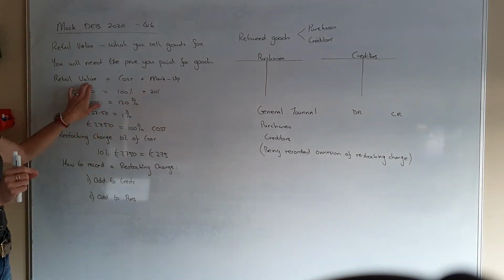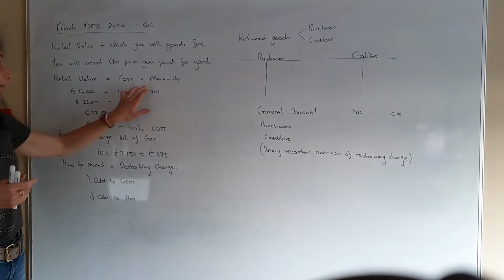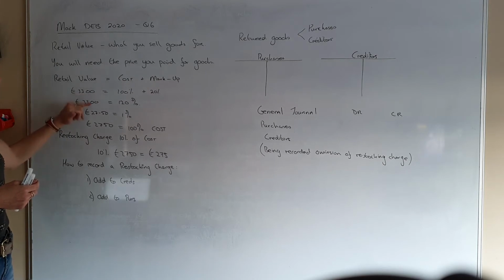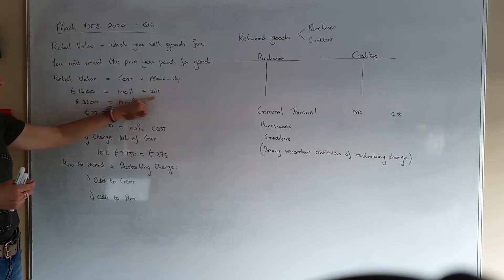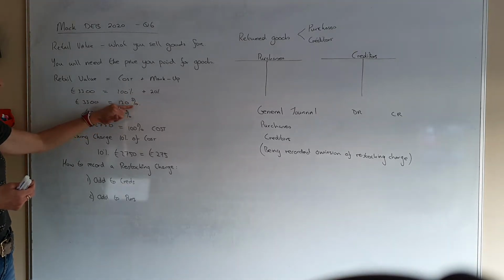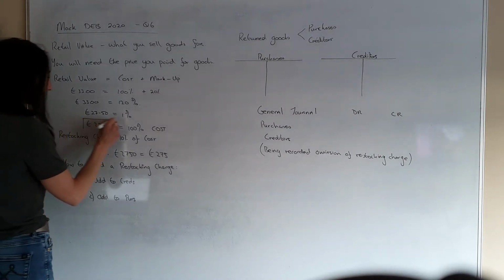So the retail value is made up of how much the goods cost you plus what you marked them up for. And they said you're marking them up at 20%. So that means the retail value, 3,300, is 100% what they cost you plus 20% of the profit you want to make. So that equals 120%. You divide by 120 to get 1% and multiply by 100% to get your cost. Now this figure is key.